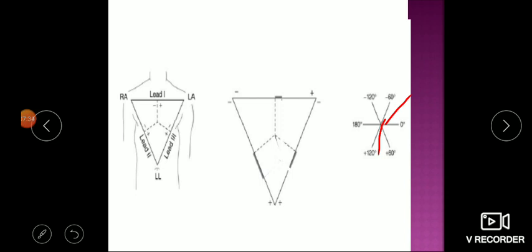So if this black vector is here, with direction like this, in this range it is normal, okay. And if the vector is going like this, this will be labeled as right axis deviation because it is going to the right side. And if this vector is going like this or like this, it will indicate left axis deviation, okay.